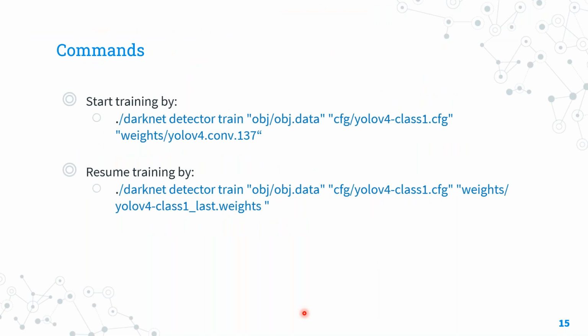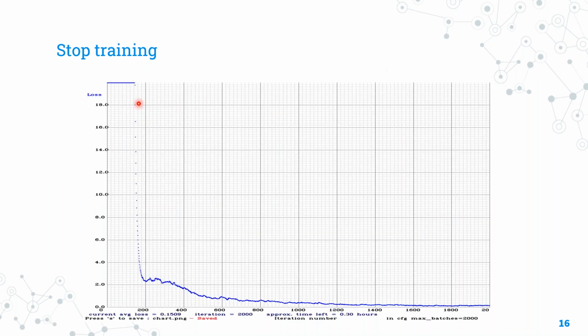This we already covered. And suppose your system breaks or stops, you can restart from your last weights by using this command. Last weight. Any questions, please? When you can stop training: this is after 2000 iterations. The loss started from here and gradually decreases. That's why we are able to get an accuracy of 90 and above.